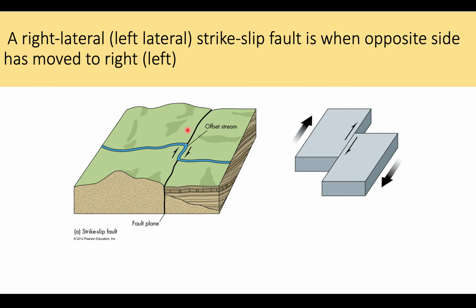So right lateral versus left lateral. My favorite way to think of it is which block is moving towards me. I usually have to do a hand motion for this and use both of my hands as the right and the left side, and then move as if there's a displacement or an earthquake. Okay, my right hand is moving towards me. That means this is a right lateral strike-slip fault.